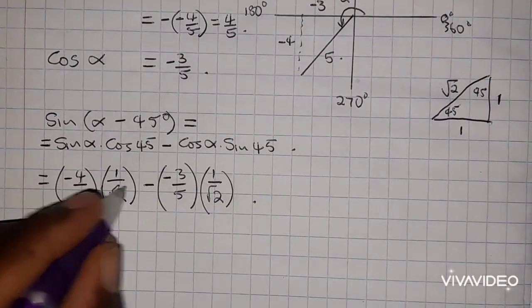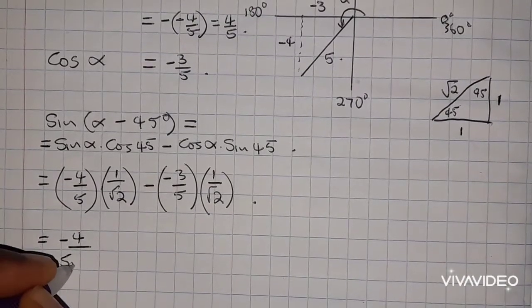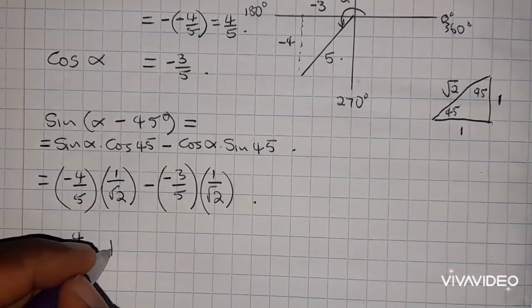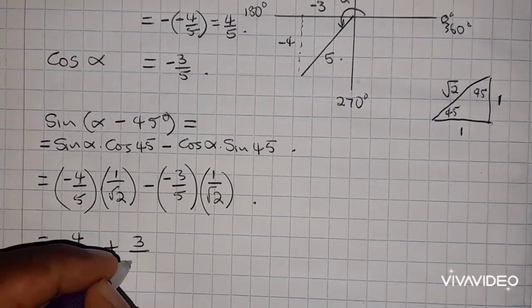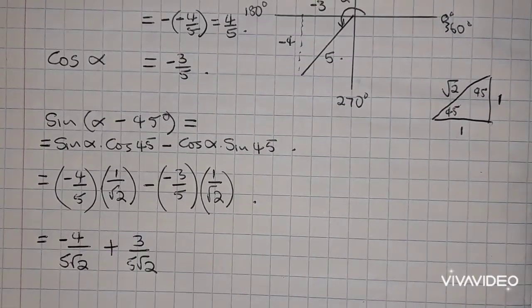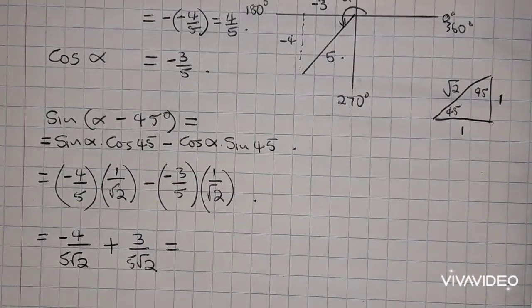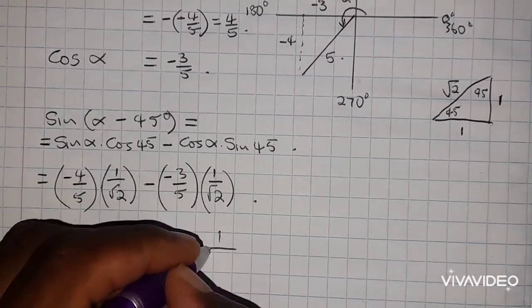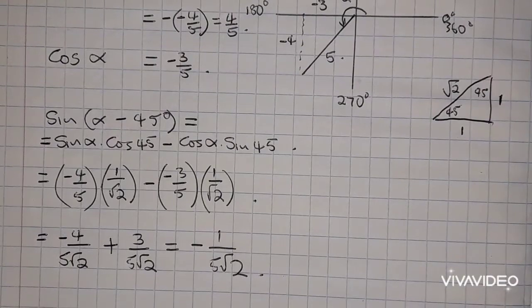So this should be equal to negative, this multiplied by that is negative 4 over 5 root 2. Negative and the negative gives us a positive. 1 times 3 is 3 over 5 root 2. And this should be equal to, this is positive, this is negative. So we have a negative 1 over 5 root 2. That's the first question.